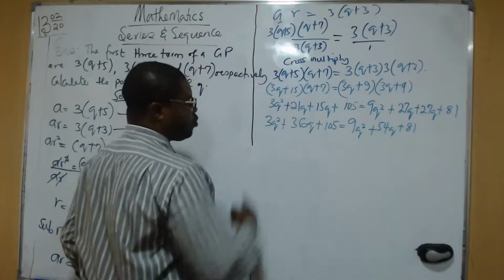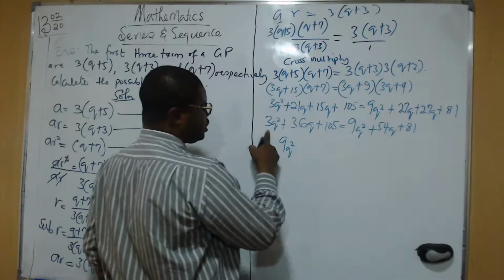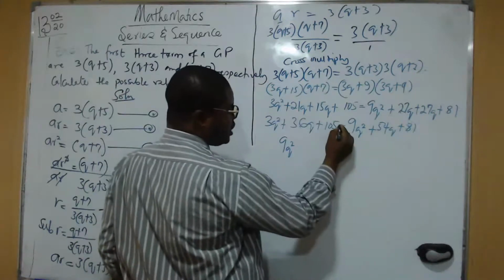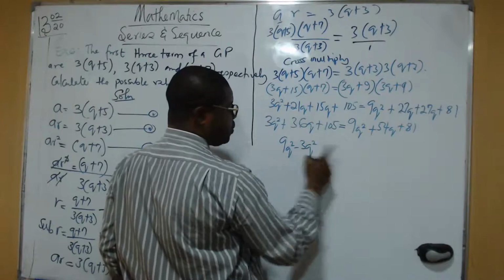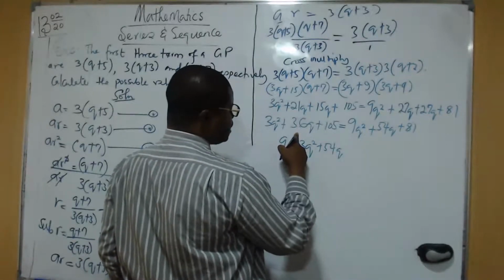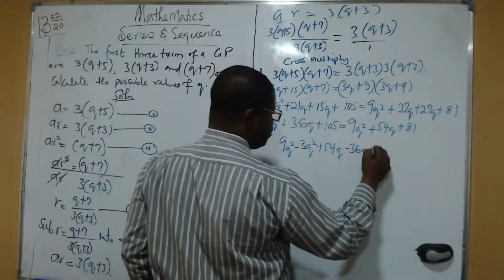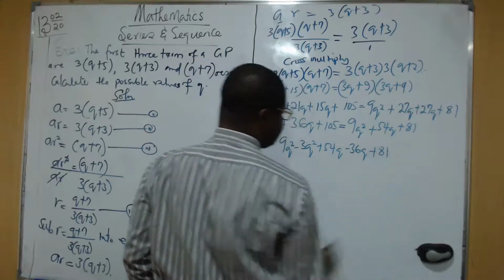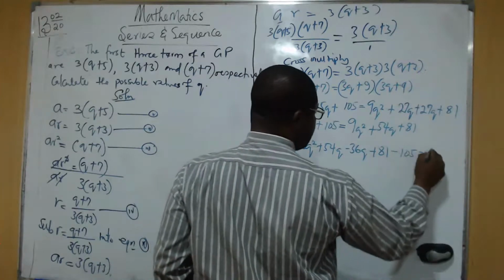Collect like terms or bring all together to one side. 9Q squared coming to this side. Now crossing this equality sign to that side takes a negative value. Now I have plus 54 plus 36Q. Crossing the equality side takes a negative value plus 81 minus 105 is equal to 0.